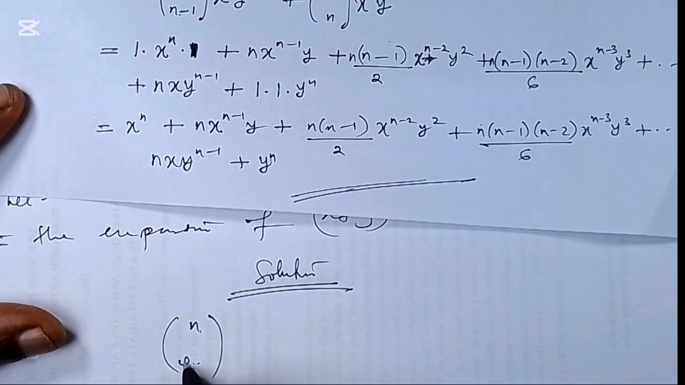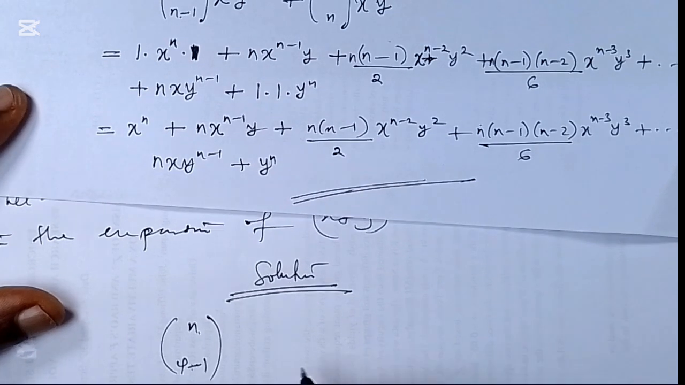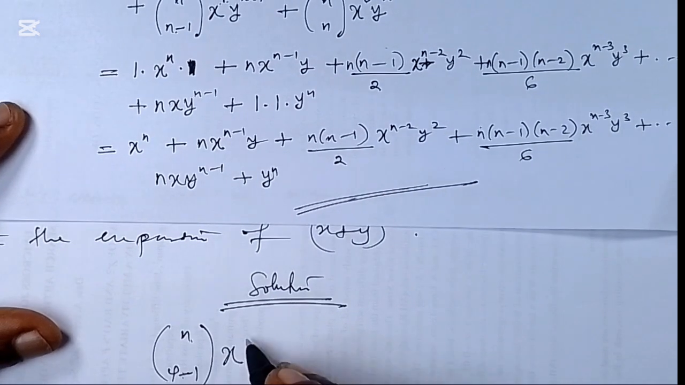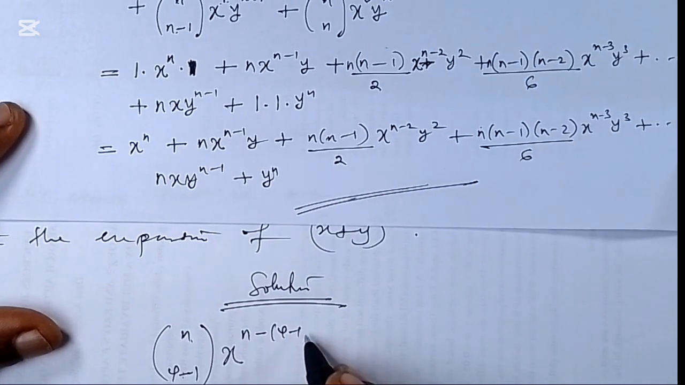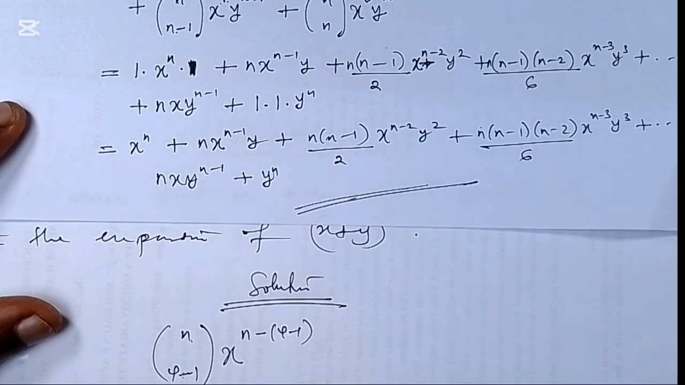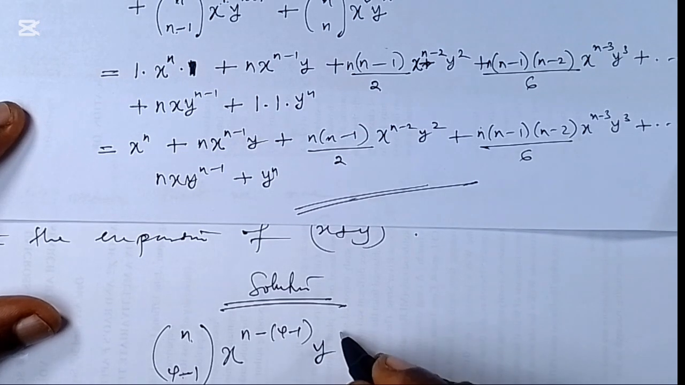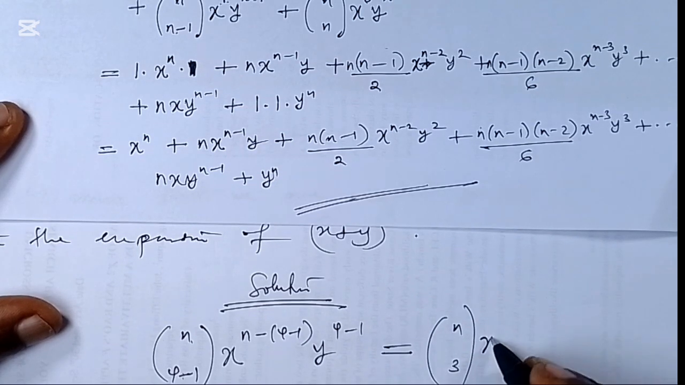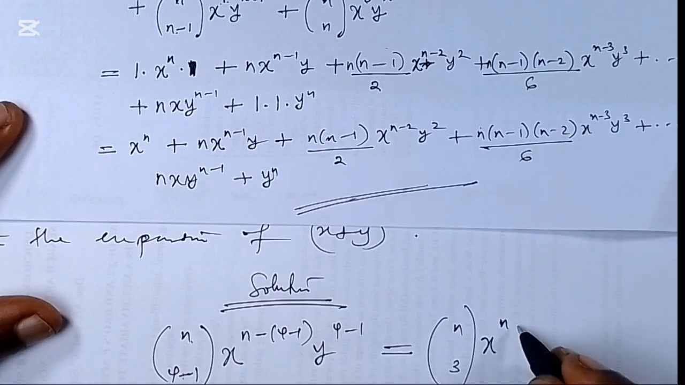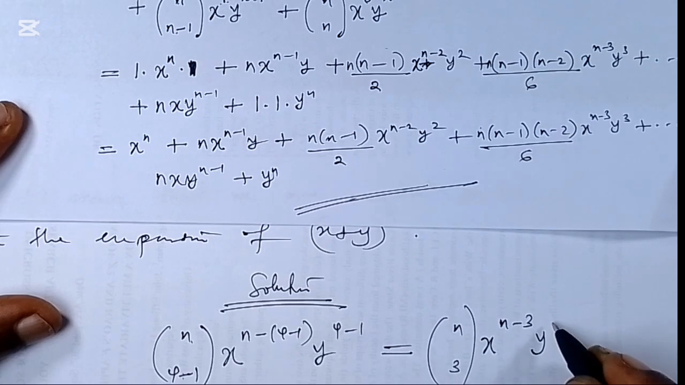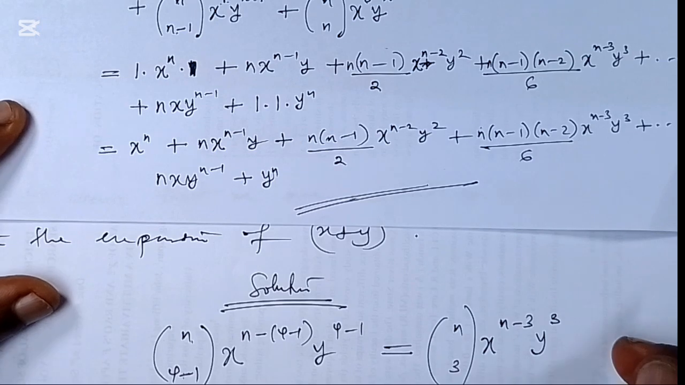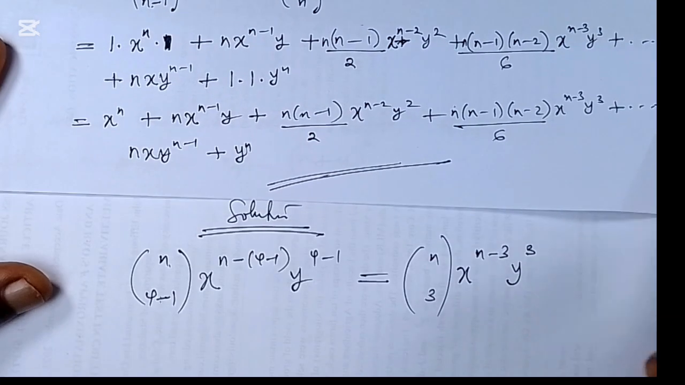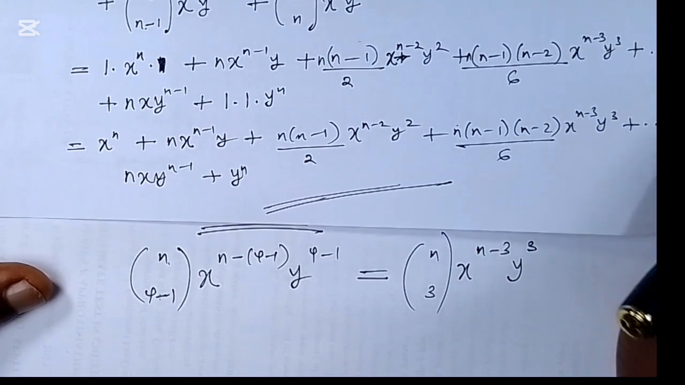Okay, so this will be n combination 4 minus 1, and this will be x raised to the power n minus (4 minus 1). Okay, and this will be y raised to the power of 4 minus 1. So it means that the fourth term will be n combination 3, x raised to the power n minus 3, and y raised to the power of 3. That will be the fourth term. So binomial expansion can actually help you predict the terms of an expansion.